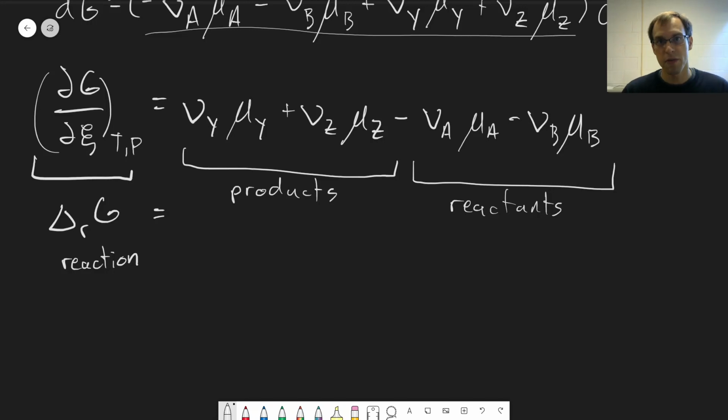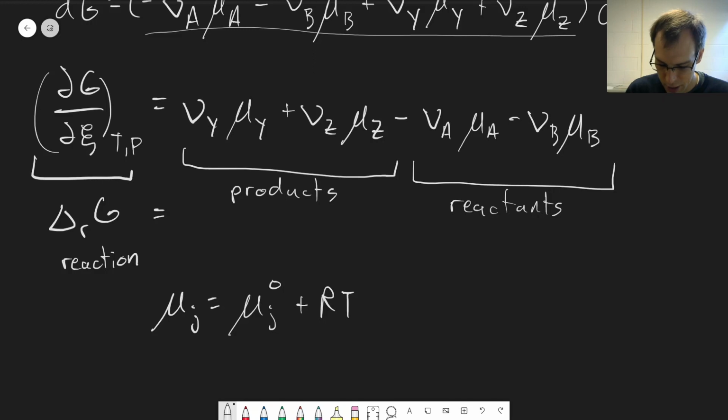Okay, now just as a reminder, we're doing this for gas phase only, so we can now start substituting things, right? If we want to understand how Gibbs energy changes for a reaction, we have a bunch of chemical potentials, and we know that the chemical potential for an ideal gas we can write as mu j equals mu j naught, right? This is a standard chemical potential, plus RT natural log of P over P naught.